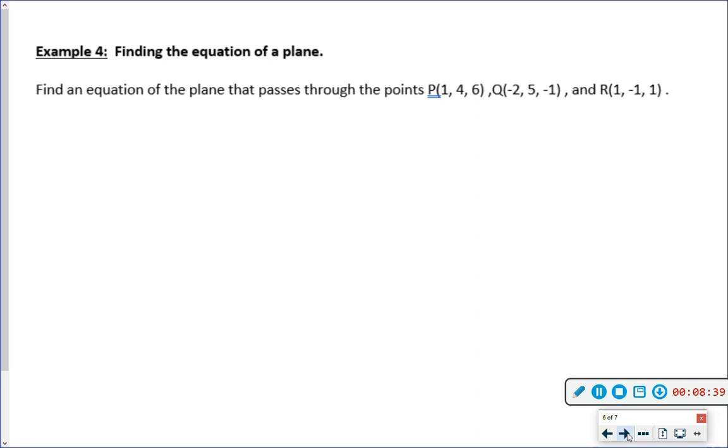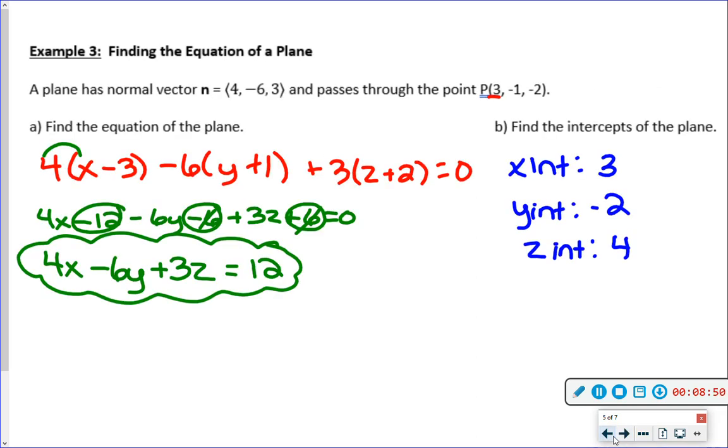All right, find an equation of the plane, okay, so like we were doing in the last problem, that passes through those points. Here's the difference. They got the points. We don't have the vector. We need the normal vector. Now, here's where it gets fun.